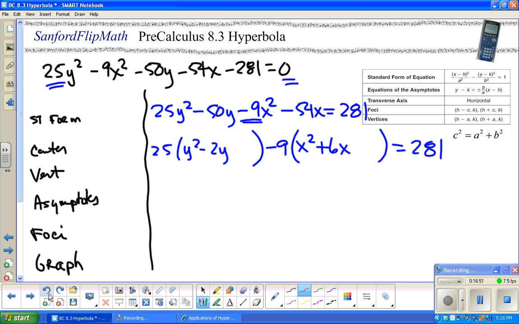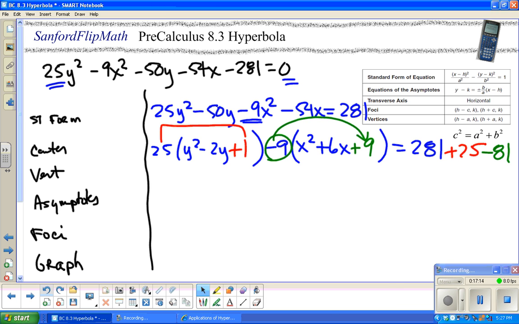Completing the square, you're probably getting really good at this. Half of -2 is -1, squared is 1. What did I really add? 25. Okay. Half of 6 is 3, squared is 9. And so that means on the other side, minus 81. Again, be careful with that sign.